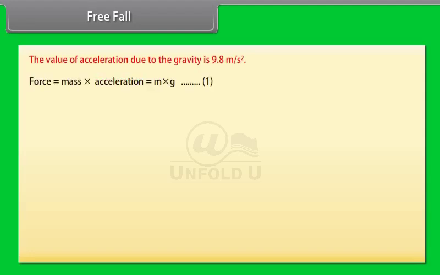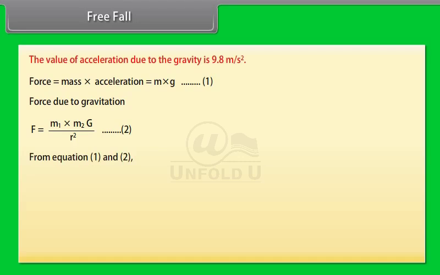Force is equal to mass into acceleration, which is equal to m into g, equation 1. Force due to gravitation, F = G m1 m2 / r², equation 2. From equations 1 and 2, m g = G m1 m2 / r², so g = G M / r². g is equal to 9.8 meter per second square.